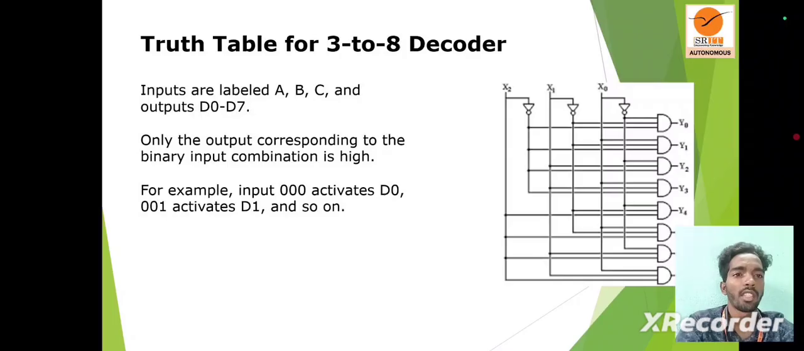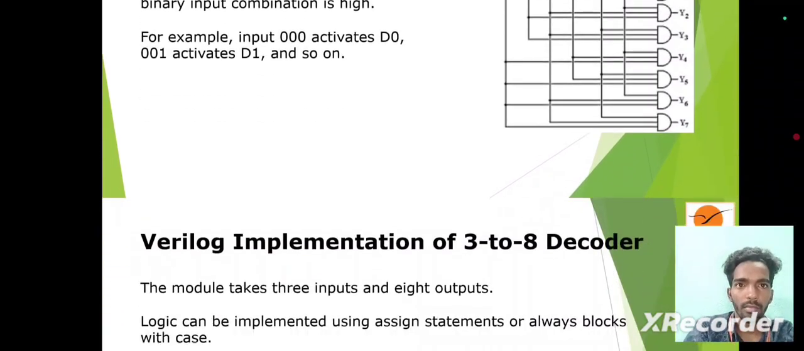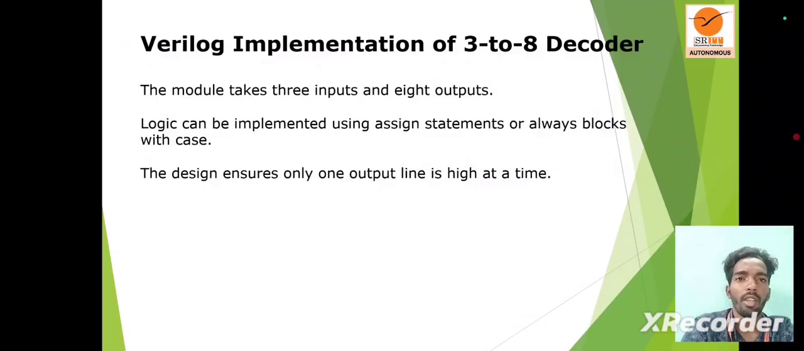Here you see the circuit diagram also: x2, x1, x0, and the triangle-shaped symbols are called x2 bar, x1 bar, and x0 bar, and the output lines y0, y1, y2, y3. Next, Verilog implementation of the 3-to-8 decoder.